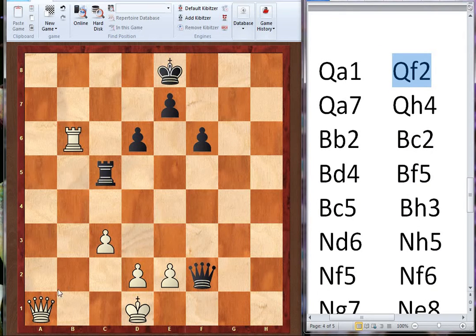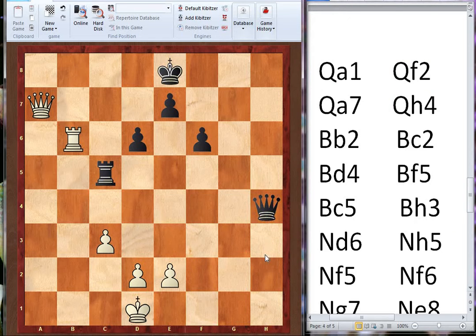Then white moves his queen here. How will we write? Capital Q A7. Then black queen moves here. Capital Q H4. See, it is written here. Understanding how to write the moves: write the name of the piece and then the name of the square where it went.